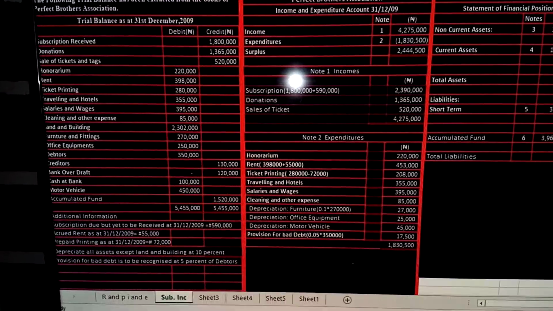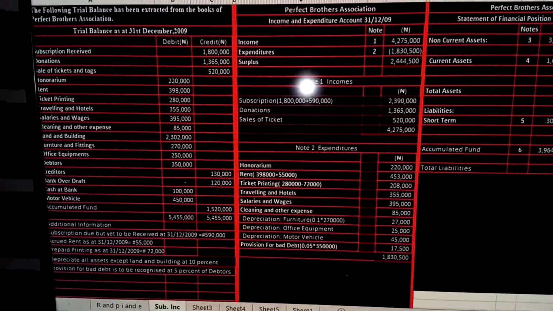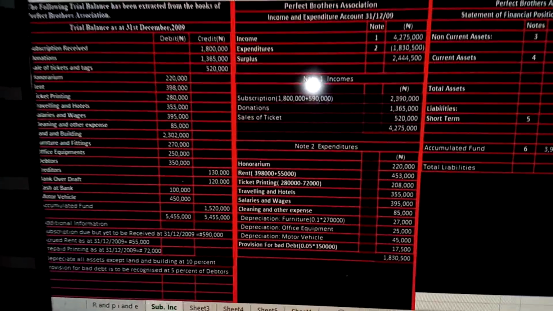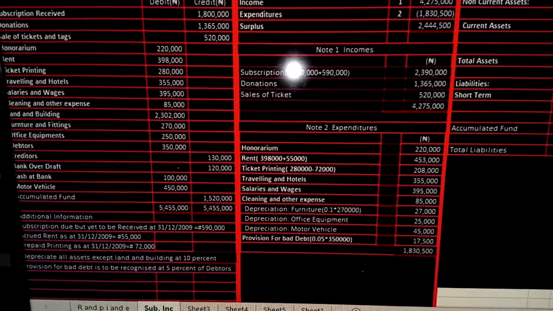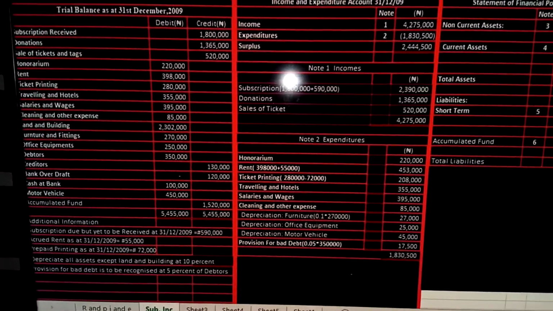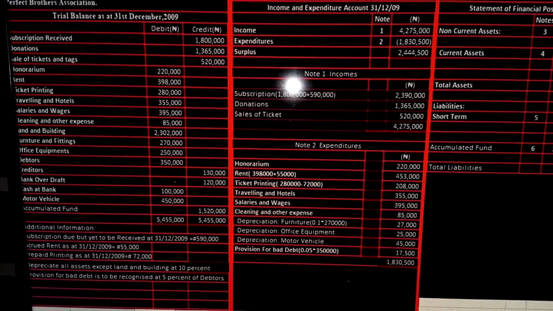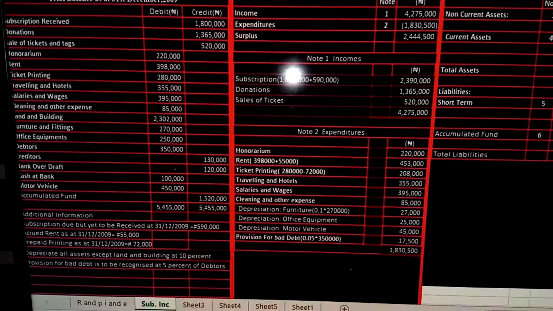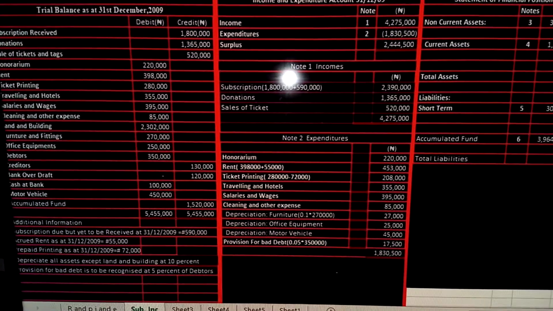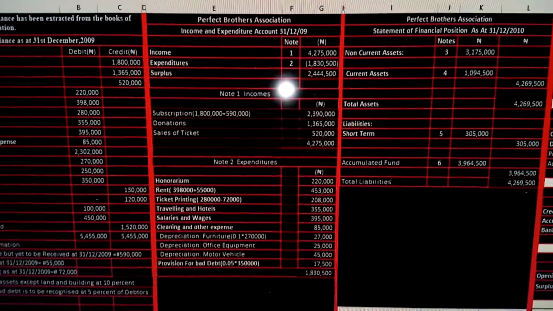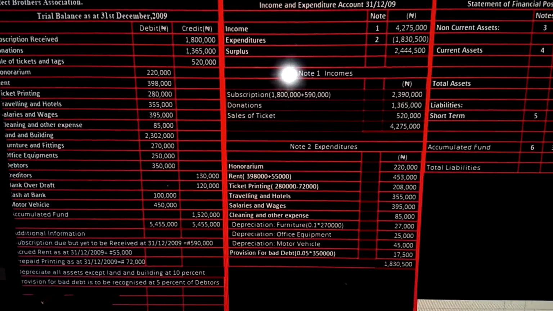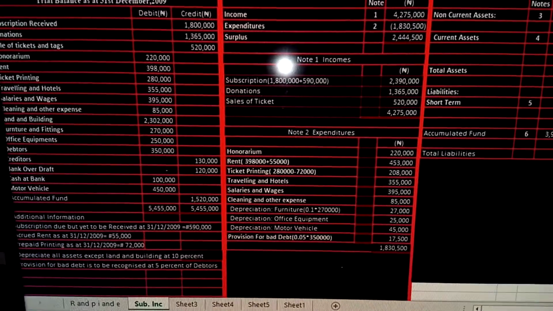So basically, if you don't have an idea on how to treat prepayment, accruals, depreciations, please go back to the class. They are all on YouTube. So we have classes on prepayment, classes on accruals, classes on depreciation. I can see provision in this adjustment as well. We have classes on provisions. So you can go there and update your knowledge on that. So basically, we have provision for bad debt to be recognized at 5% of debtors.